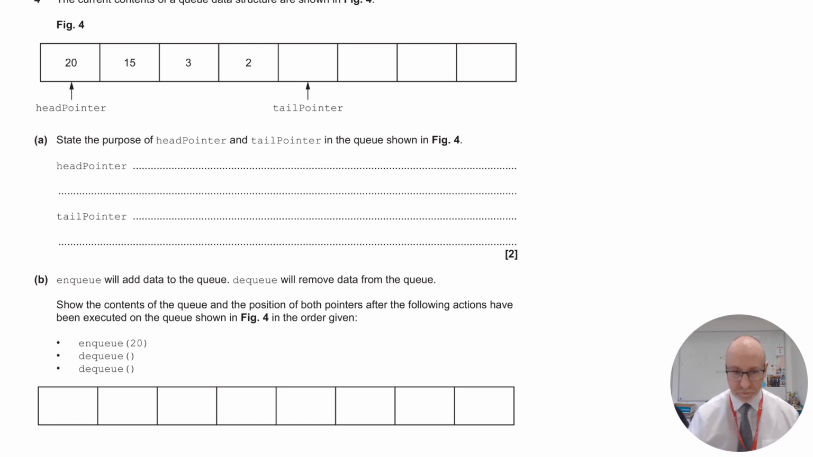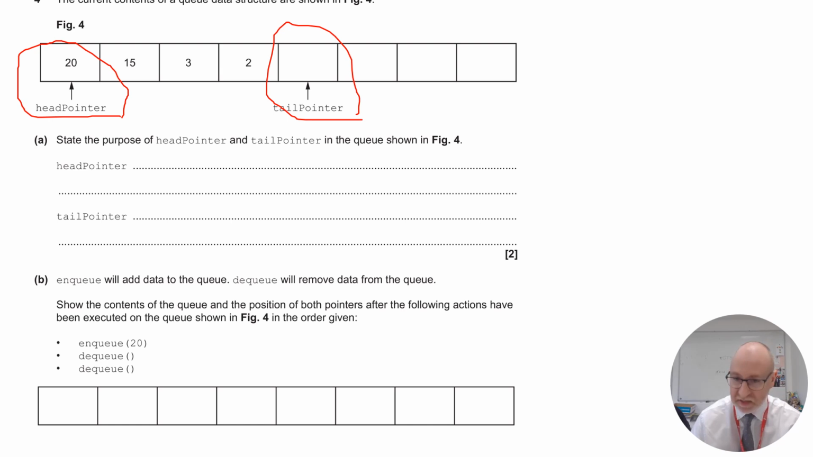Okay, so if we look at this, the head pointer is here and the tail pointer is here. Notice that the tail pointer is pointing to nothing. When we're talking about the head pointer, it's pointing to the first item in the queue. Dead simple. 90% of you got that right.